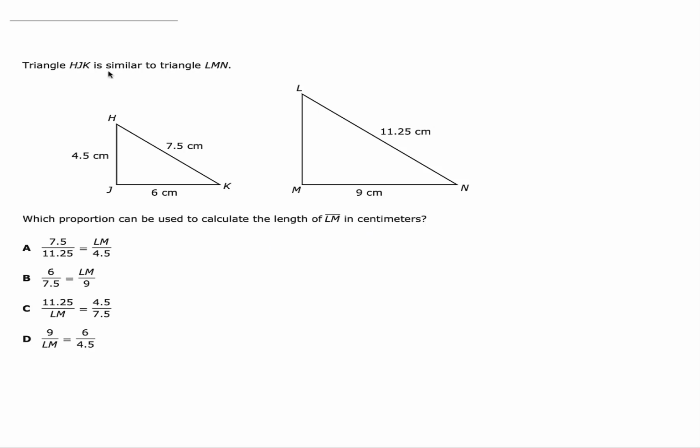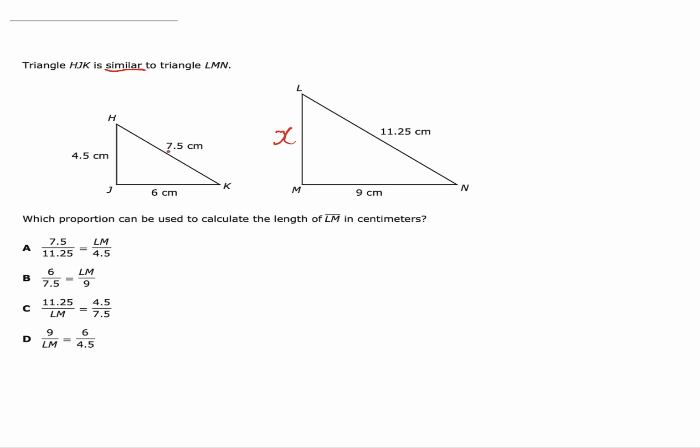Triangle HJK is similar to triangle LMN. Which proportion could be used to calculate the length of LM in centimeters? So we're trying to find this. This question is a little bit different than the previous one. Notice they gave us all the sides of the triangle. What we're going to do is we're going to go through each of the answers to see which one actually makes sense. Let's look at A.